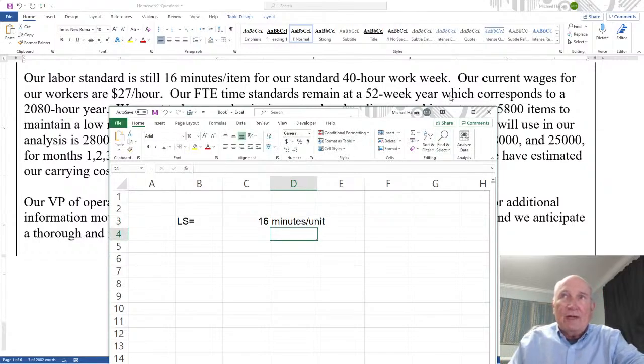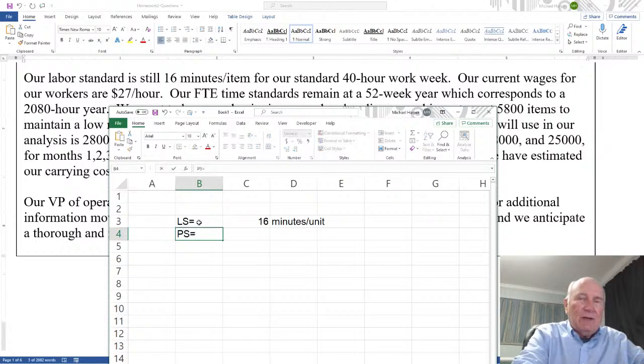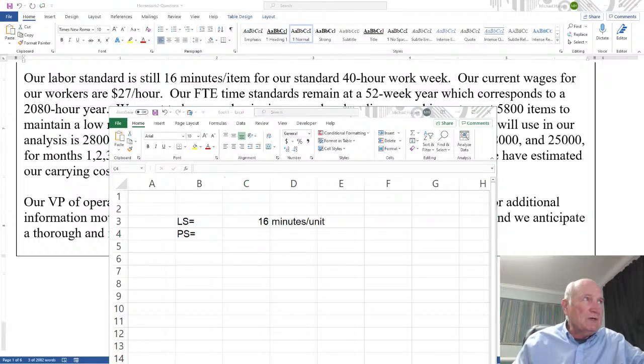For a 40-hour work week, our current wages, okay, for a 40-hour work week. So therefore, our production standard, let's go ahead and get that right up front, is going to be, remember, the equation for the production standard. Remember, it's going to be the number of hours.